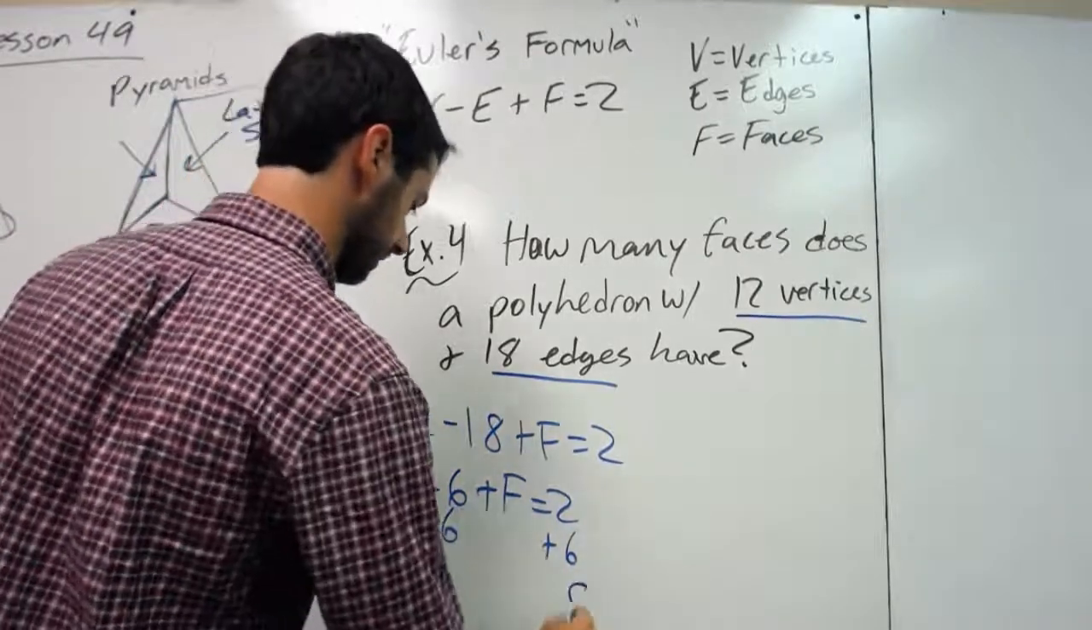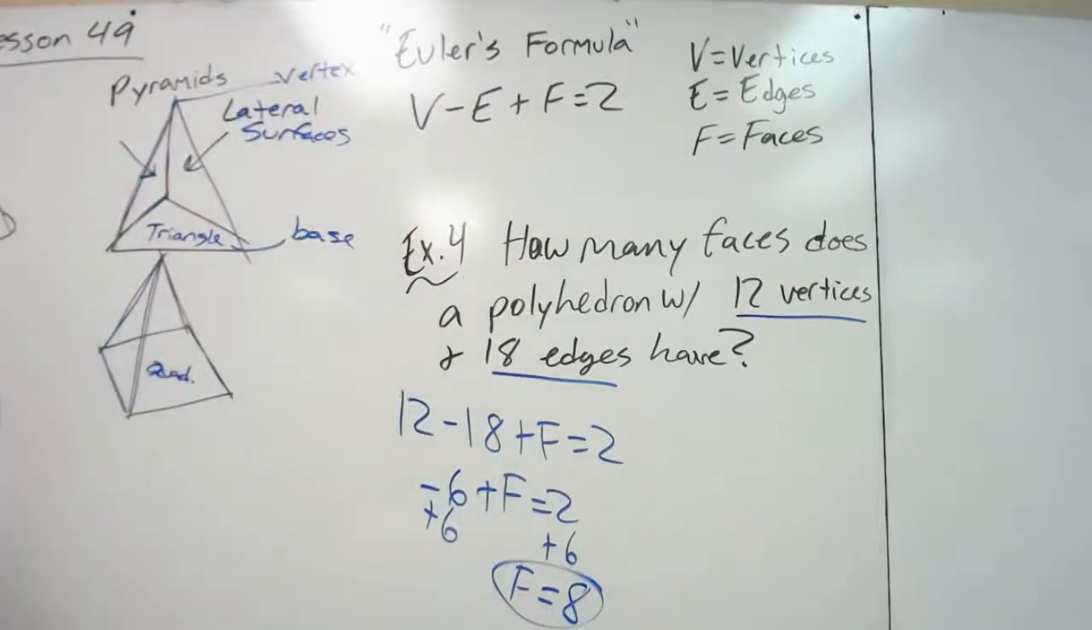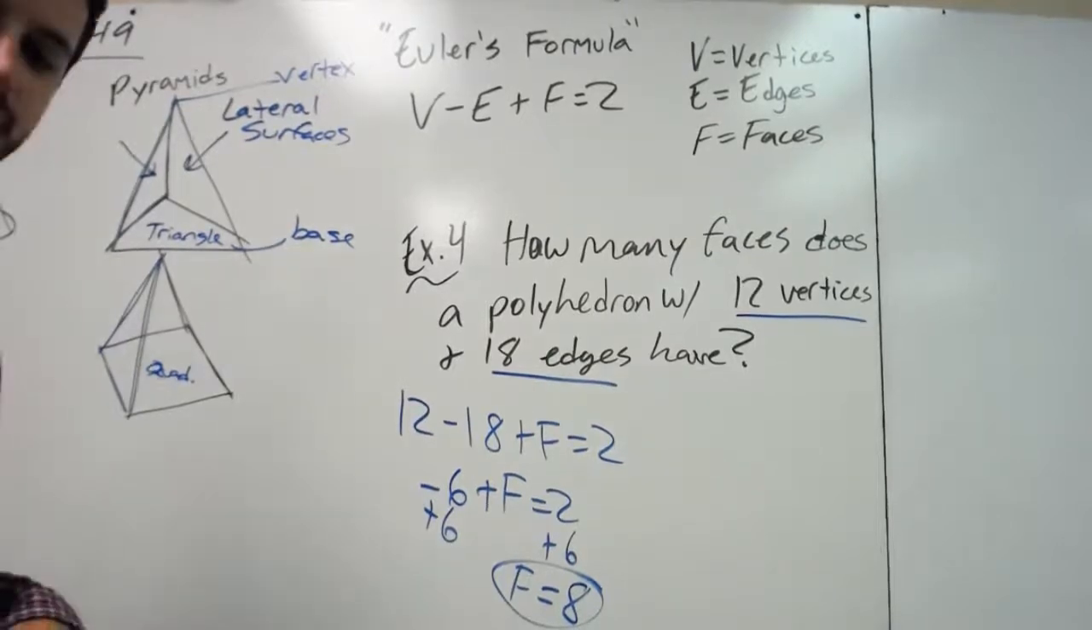So you get 8 equals your number of faces. And that's how you use Euler's formula. But that's all we're going to talk about in lesson 49. We're going to start using solids though, and finding area, volume, things like that of those.